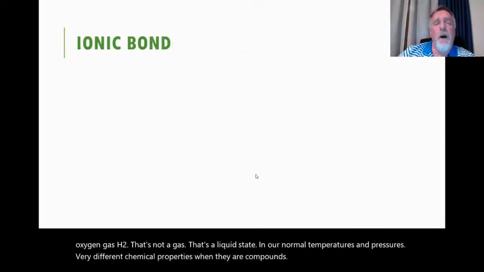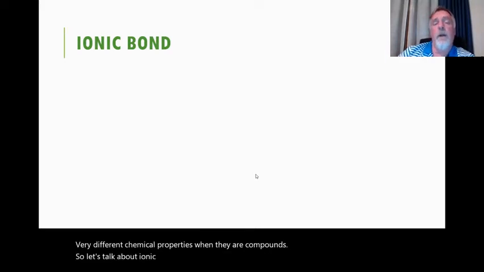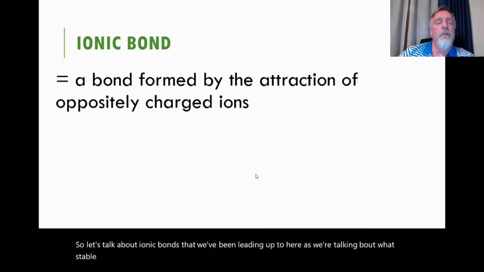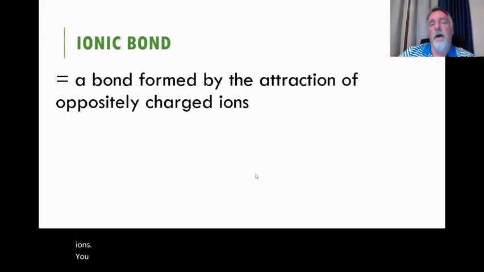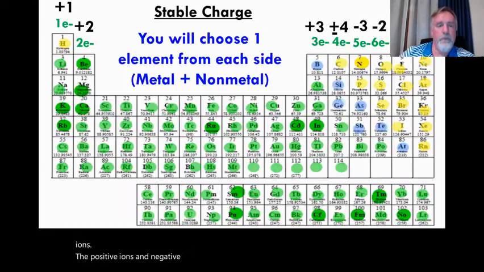So let's talk about ionic bonds. That's what we've been leading up to here as we're talking about what stable charges atoms want to have. And remember, an ionic bond is formed by the attraction of oppositely charged ions. Ionic bonds involve ions, right? We know that positive ions and negative ions, opposites, are going to attract each other.